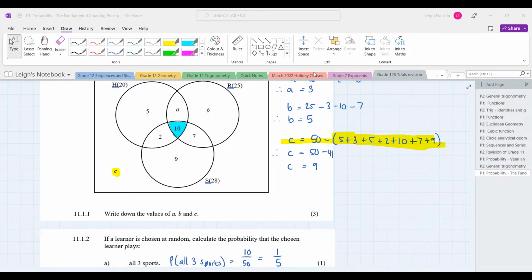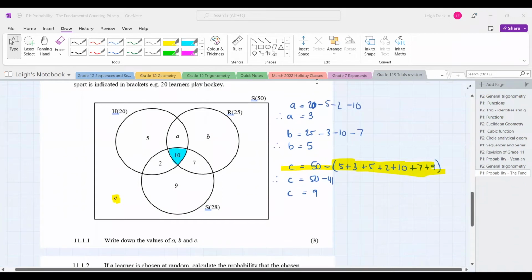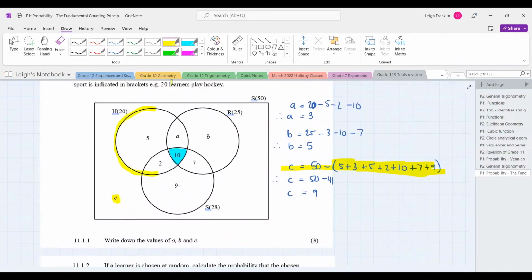Maybe what we need to do is just talk about what the different regions of the Venn diagram mean, okay? And then we can answer questions like this, because if we don't know what the different regions represent, there's no way that we can answer questions on them. So let's just go back up here, and I'm going to use this one as our example. When we are talking about hockey, what is the probability that somebody plays hockey? We are talking about everything inside of the circle. That's hockey.